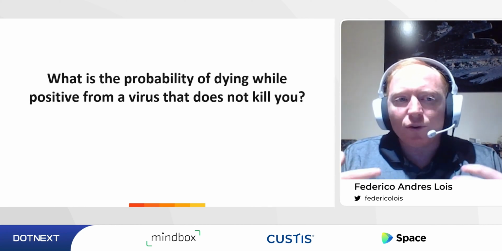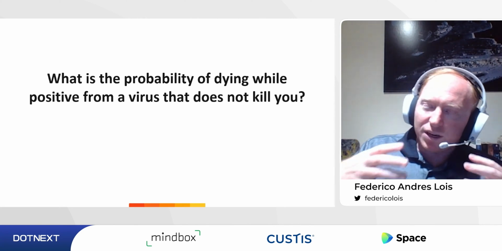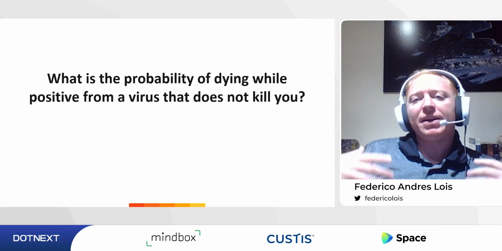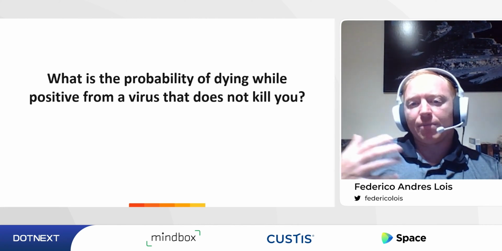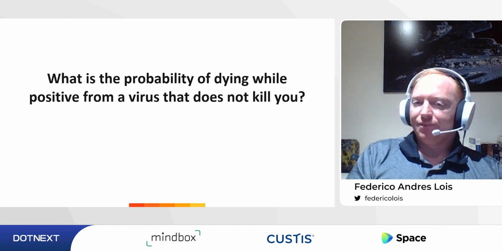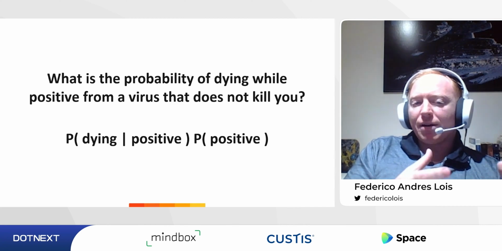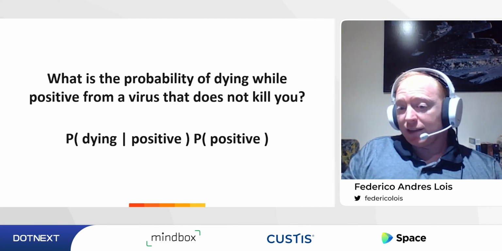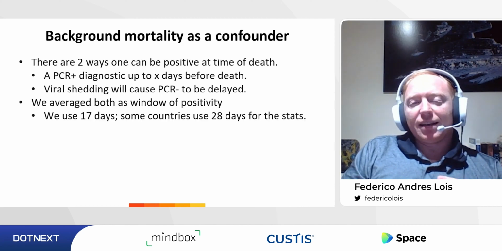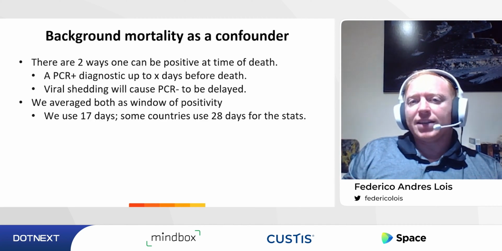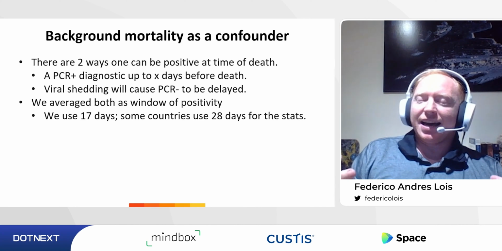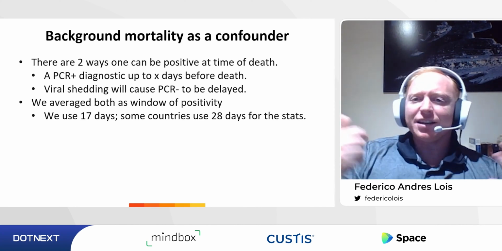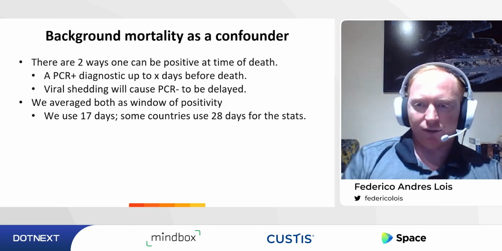So we need to understand that what is happening here is a probability scale. What is the probability of dying while positive from a virus that does not kill you? So the probability of dying while positive, while the probability of being positive. Okay? So the problem is that the background mortality is actually a confounder. And this is why we started with observational errors, because you can have confounders.